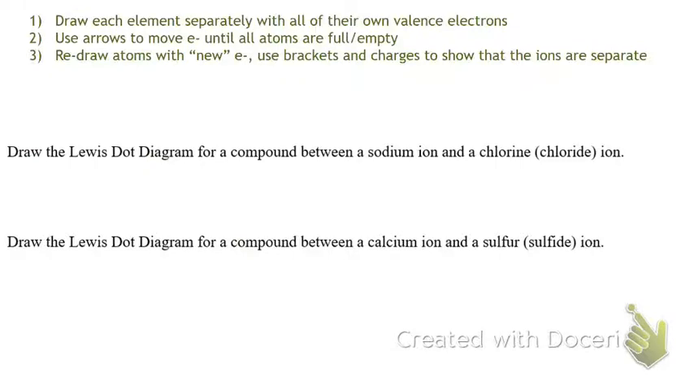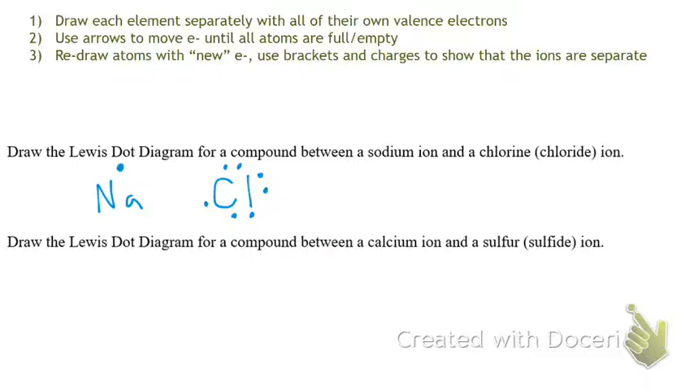Okay, so first few examples, and you'll notice I have kind of a condensed, summarized version of those same steps that we talked through without all the edits right up top. So first we're going to draw each element separately with their own valence electrons. So this tells me I'm doing a Lewis dot diagram for a compound between sodium, Na, and chlorine. Sodium's in the first column, it gets 1 dot. Chlorine, it's 7. Now, I'm strategically positioning these dots, and you'll kind of see why.